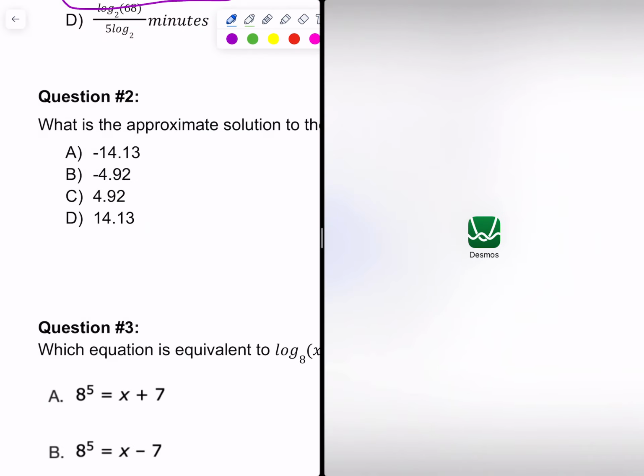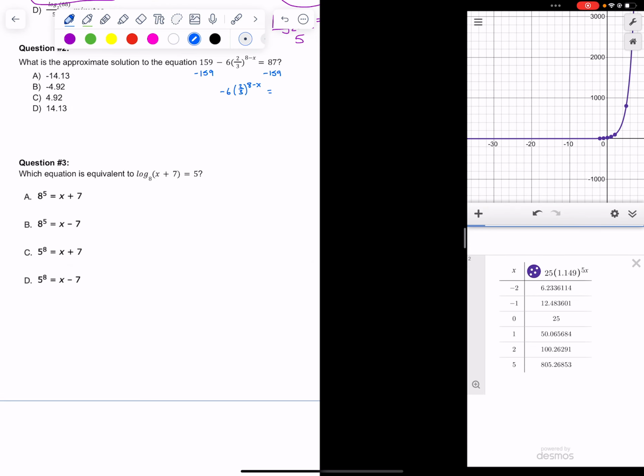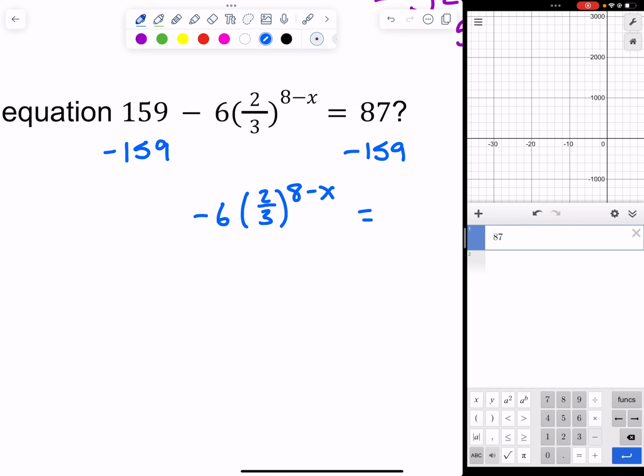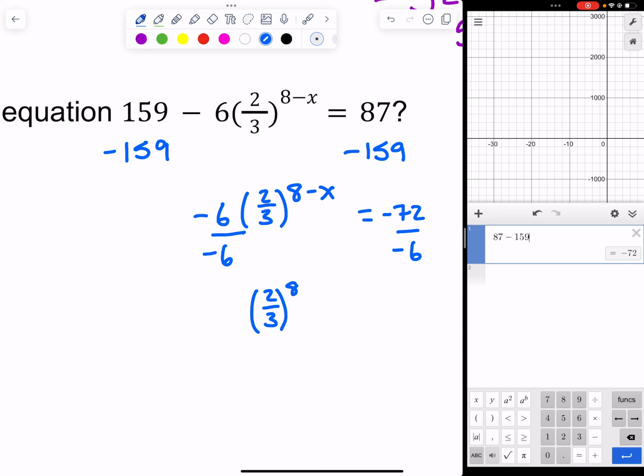So since we're going to use Desmos later anyway, I'm going to go ahead and use it for my calculator. So let's type in 87 minus 159 gives me negative 72. So another thing I can do to simplify is divide both sides by negative 6, since that's just the coefficient of this exponential part of my function. So 2/3 to the 8 minus x power equals negative 72 divided by negative 6. So negative 72 divided by negative 6 gives me 12.